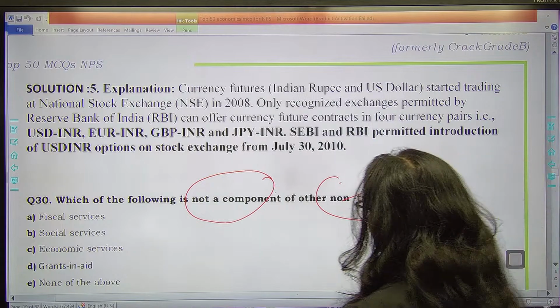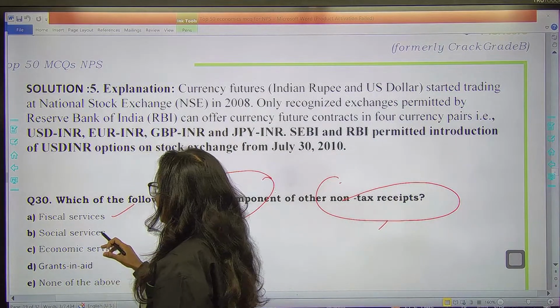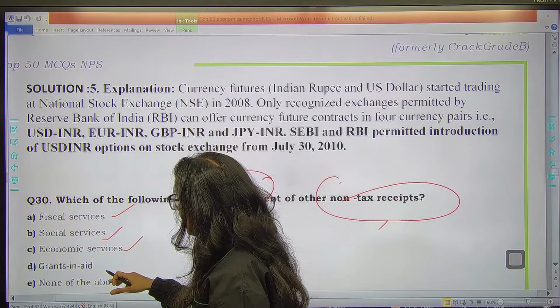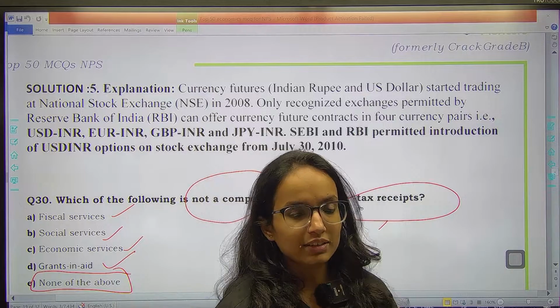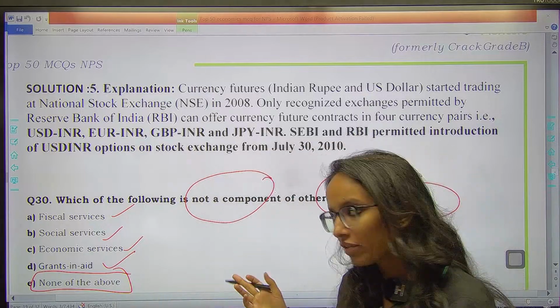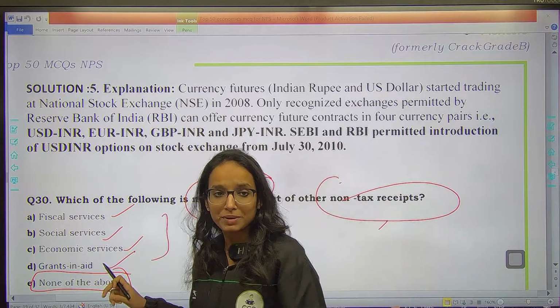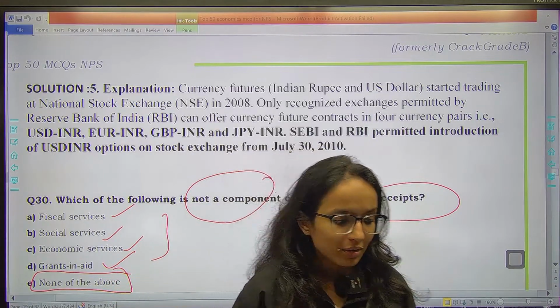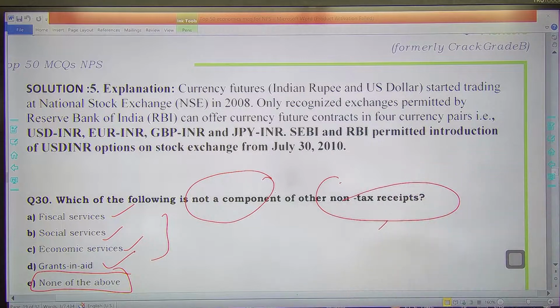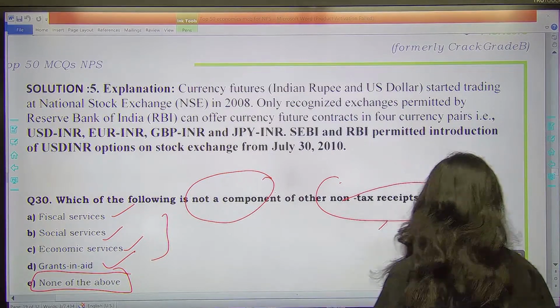If you see, in other non-tax receipts, fiscal services are there, social services are there, economic services are there, grants in aid are there. So none of the above is not there, right? That means all of the above are there. I know it is a bit complicated. Grants in aid also are there in the other non-tax receipts. So none of the above is not there. That means all of them are there.